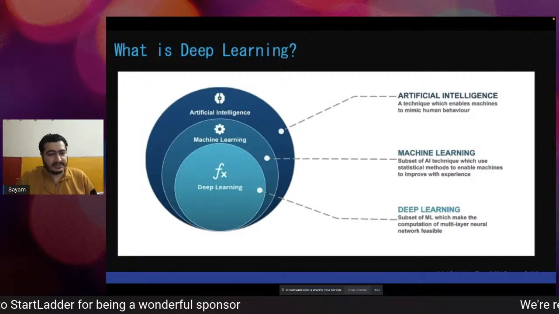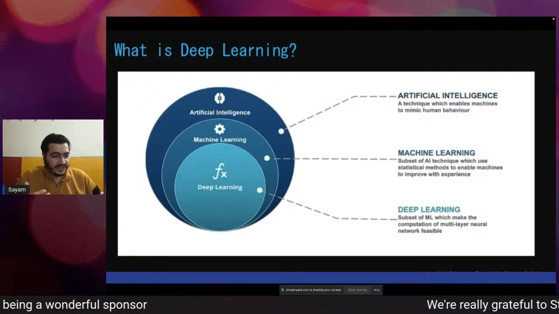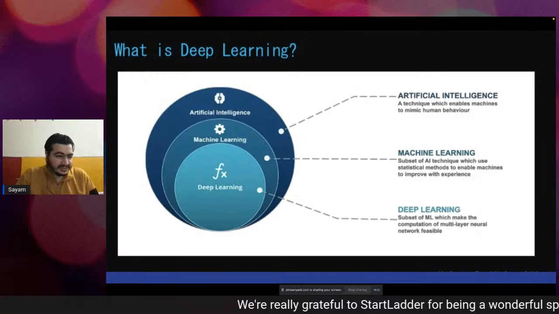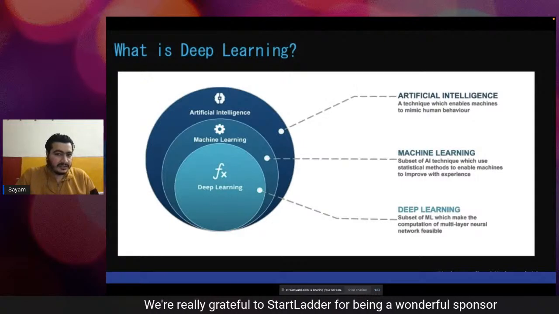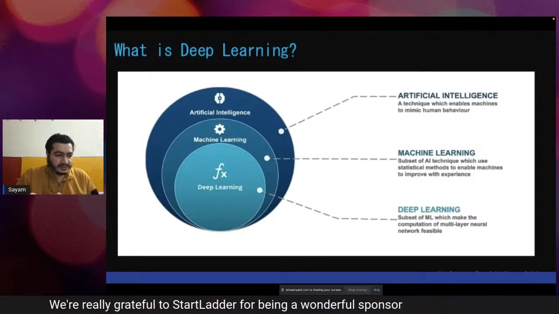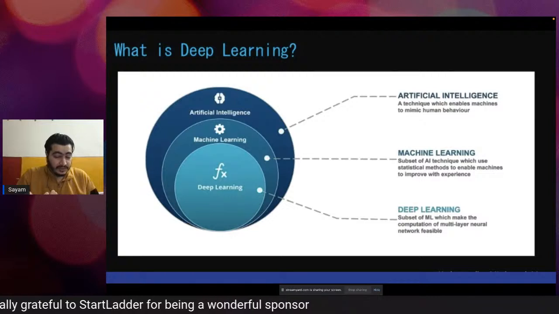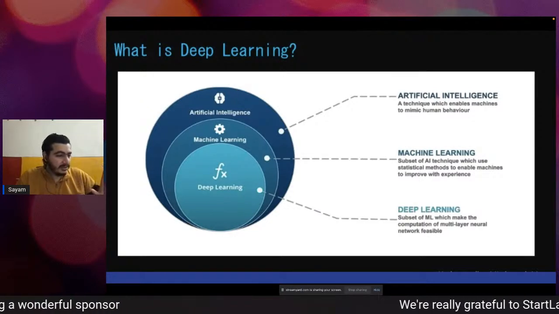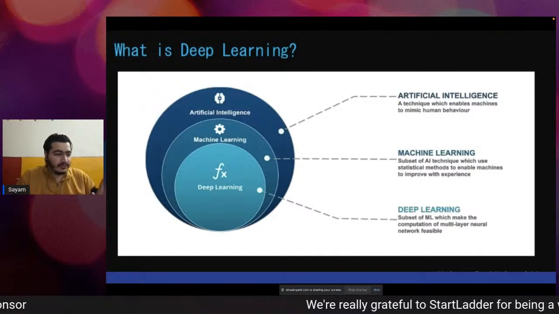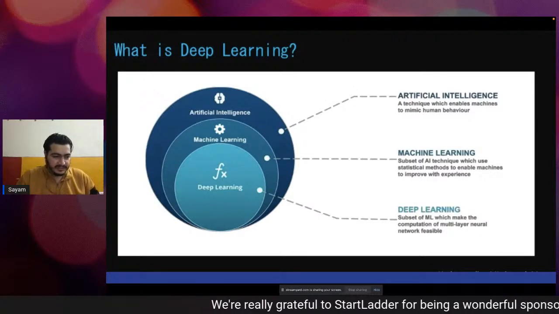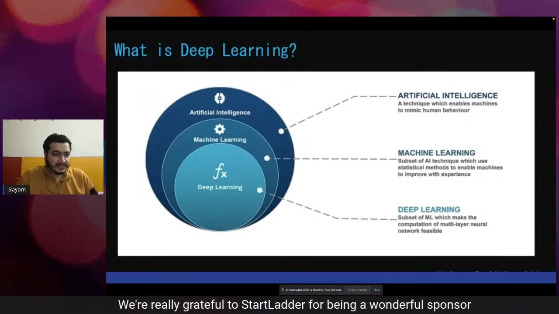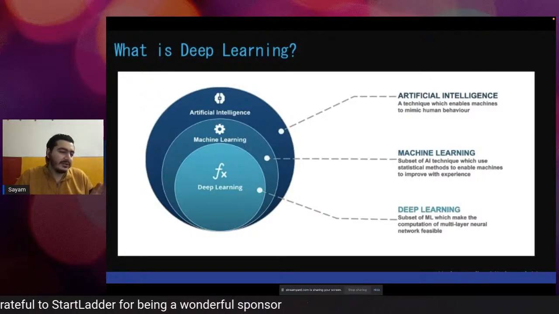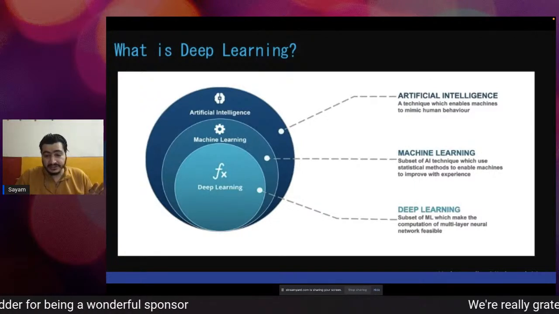Deep learning is different from machine learning algorithms, where we feed in hand-crafted information. Just to give you an example with a problem statement in mind: I'll give you an image, and I ask the computer to find out what animal is in that image.